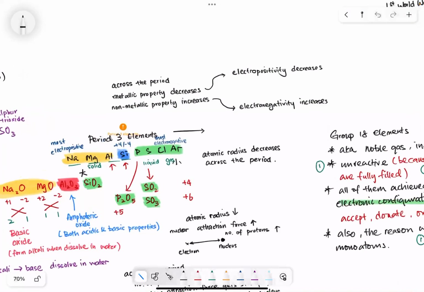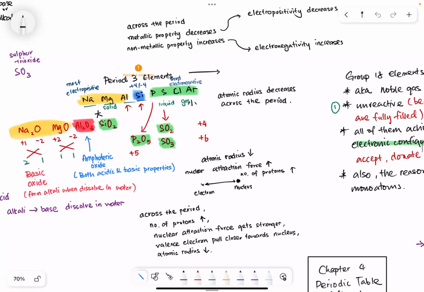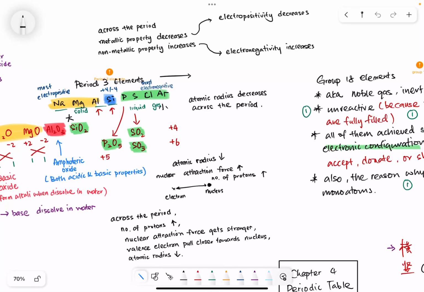Now, across the period, this is the other term that we use to describe a lot of properties. In the few videos before, I've been using the phrase down the group quite frequently. You may say that this is exactly the opposite of down the group. Down the group reads everything from the top to the bottom, while across the period is saying we are going to analyze things from the left to the right. So, from the left to the right across the period, there are a few things worth mentioning.